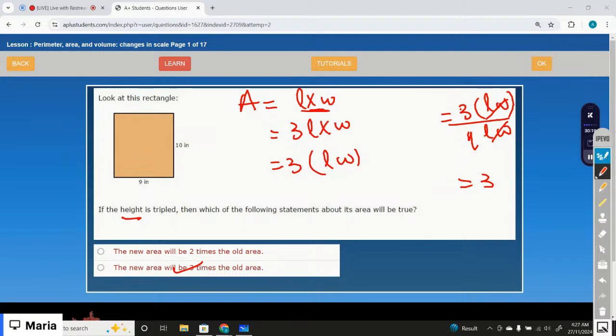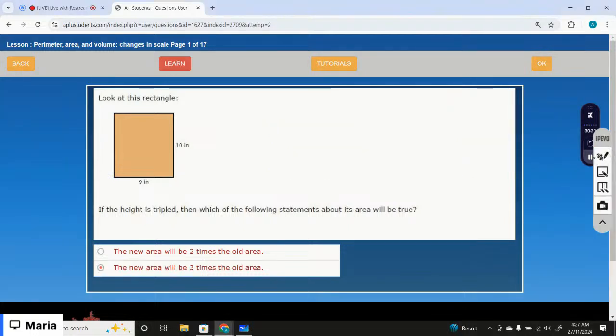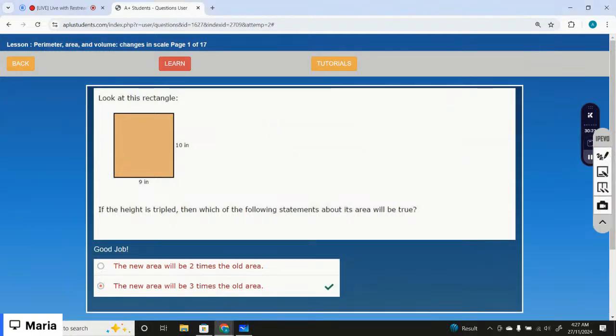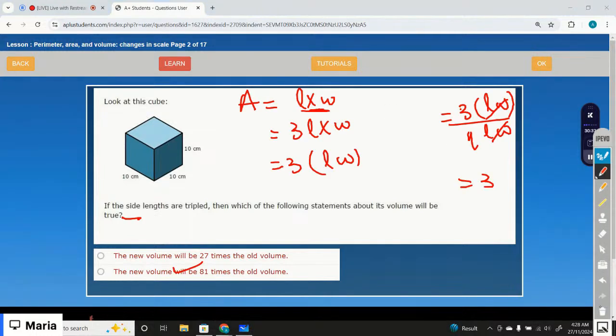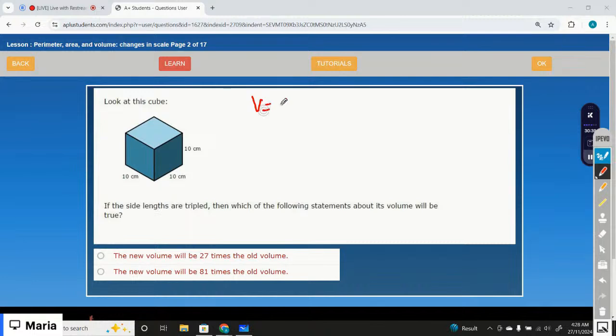Okay, let's just move on to the next one. Look at this cube. If the side lengths are tripled, then which of the following statements about its volume is true? The volume of the rectangular prism is length times width times height. That is the original volume.